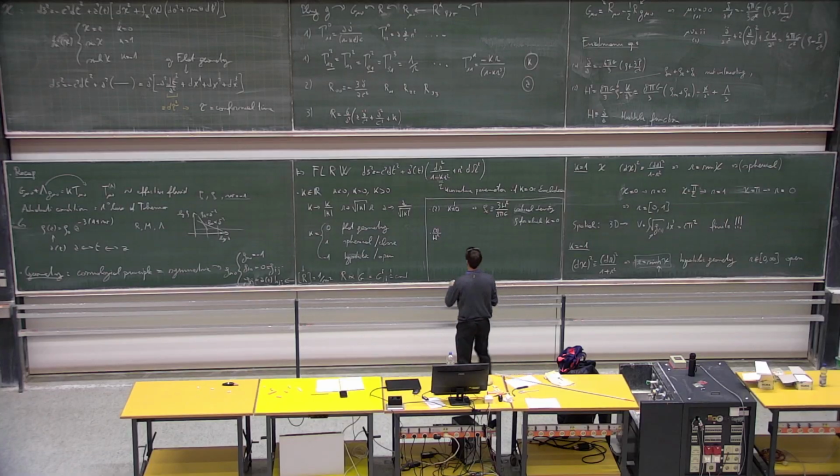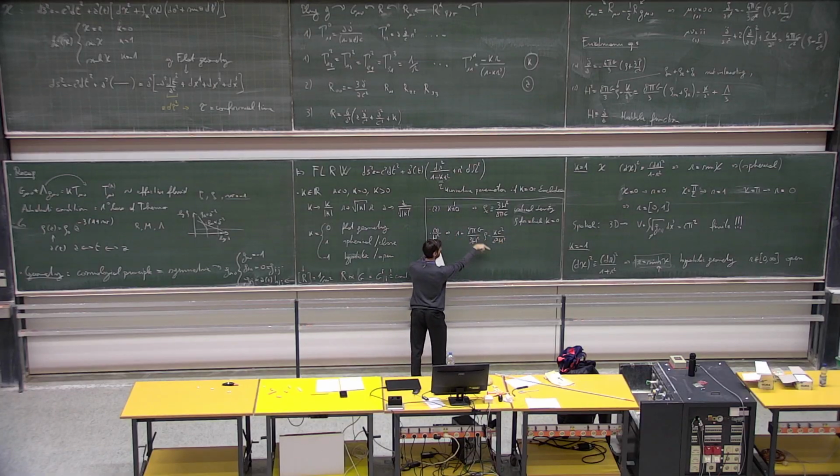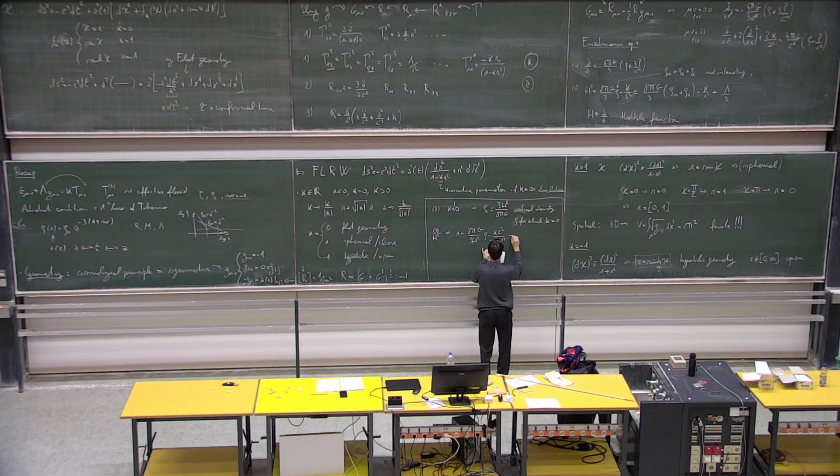Therefore, we have 1 equal to 8 pi G over 3H to the power of 2 times rho, minus k c to the power of 2 over a to the power of 2 H to the power of 2. So you see, I just brought the H to the power of 2 to the other side of the expression, and now we call this term omega, and we call this one omega k.